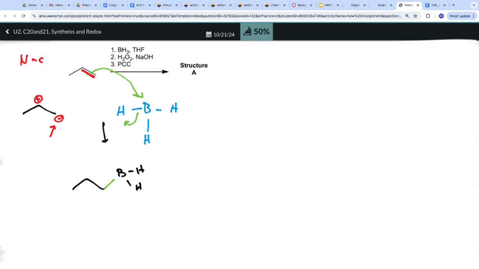Yes. Awesome. Okay, so cool. That's fantastic. That's great. That works. Okay, which would mean we would be building a positive charge at the secondary carbon.